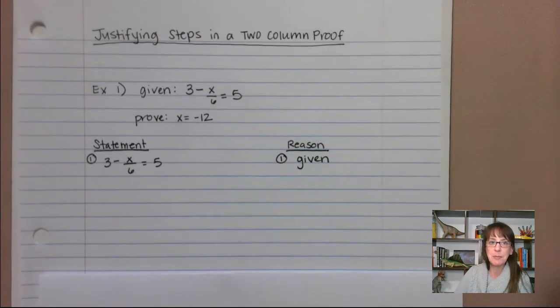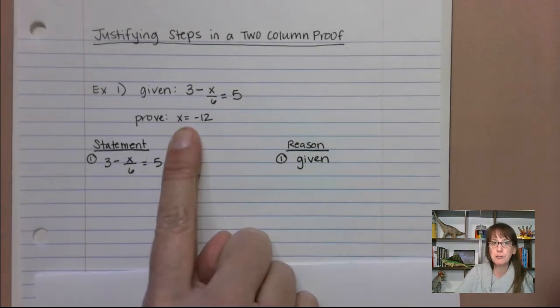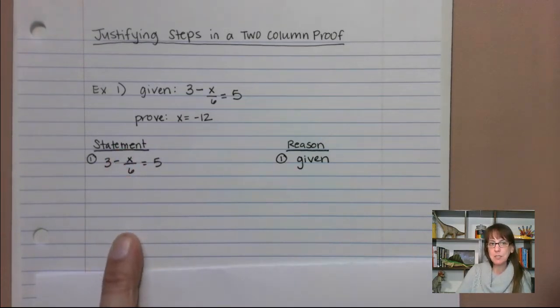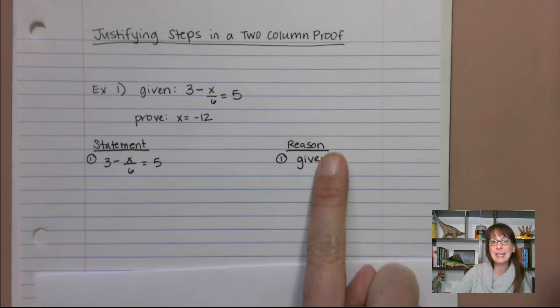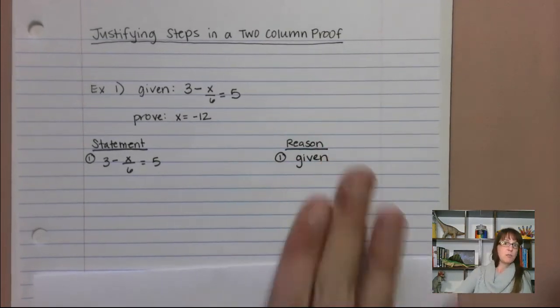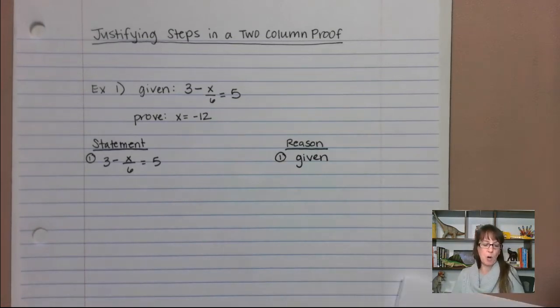We have this example here. Given that (3 minus x) over 6 equals 5, I want you to prove that x equals negative 12. Well, we're going to be making some statements over here on the left, and then in the second column, we're going to use our reasons. Now, remember, our reasons can be things like properties.